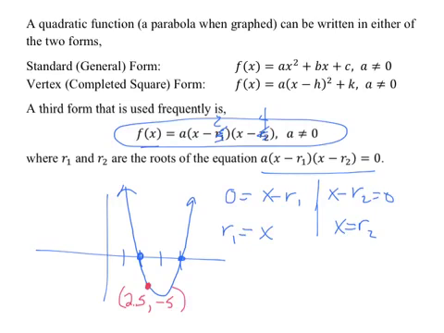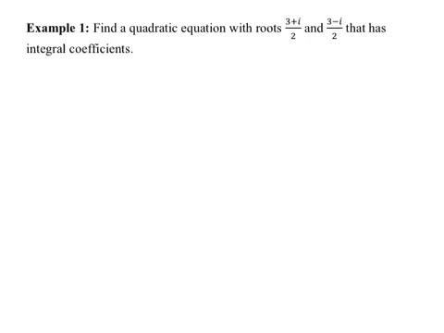Now, I don't know if I want to go over this or not. Example 1 says, find a quadratic equation with roots of quantity 3 plus i over 2 and quantity 3 minus i over 2 that has integral coefficients. So this simply means that A, B, and C have to be whole numbers. Okay, integers, whole numbers and their negatives, really. So let's take a look at this one. The sum of the roots is quite simple.